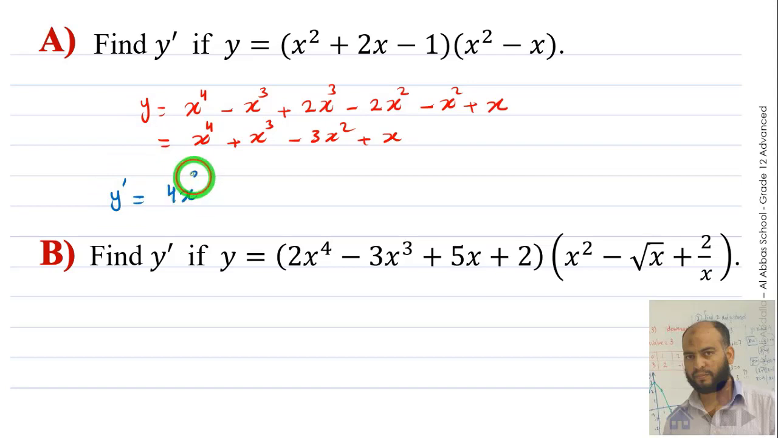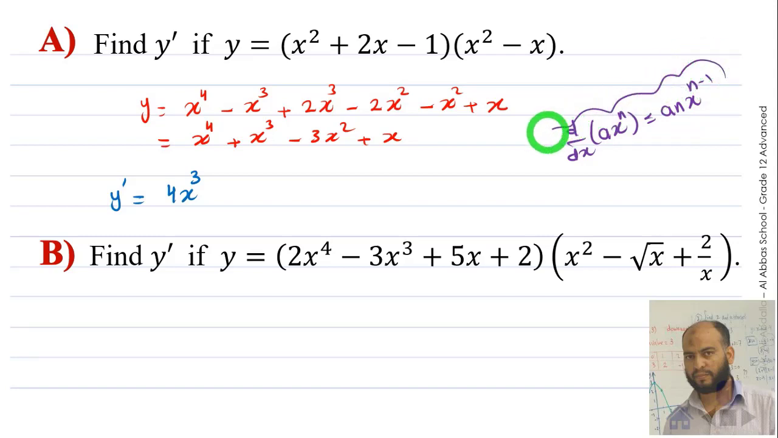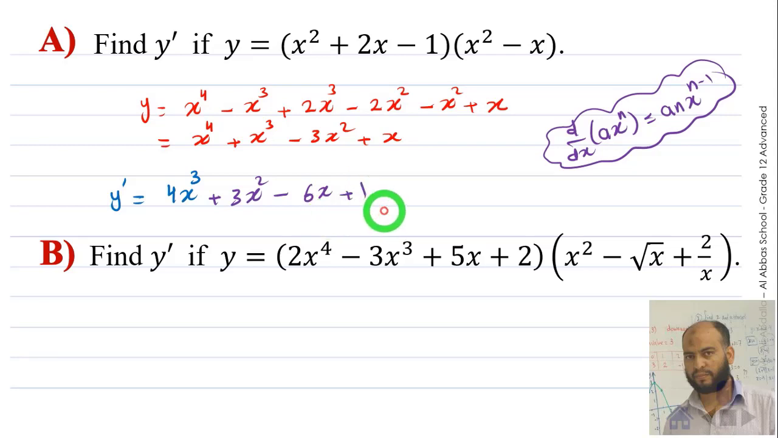4x to power 3. Here we applied the normal rule called the power rule: d by dx of a x to power n equals a n x to power n minus 1. Then we can apply this rule again to find the derivative of x to power 3, which equals 3x to power 2, minus 6x plus 1.